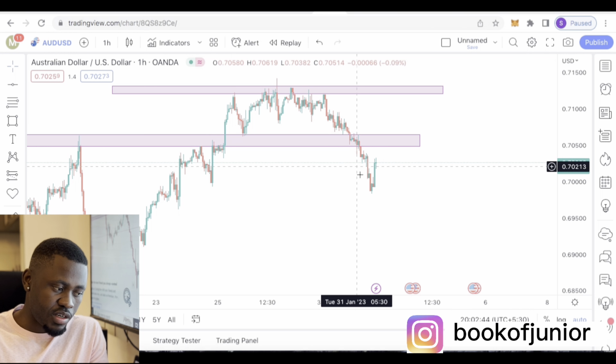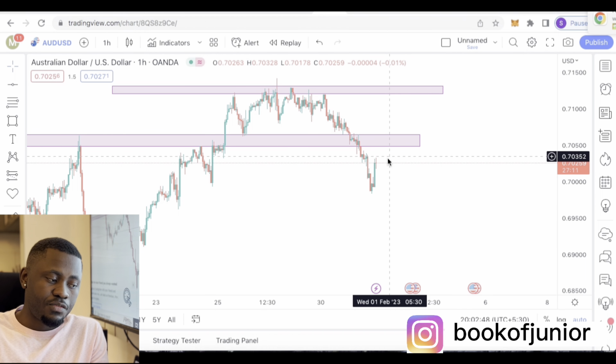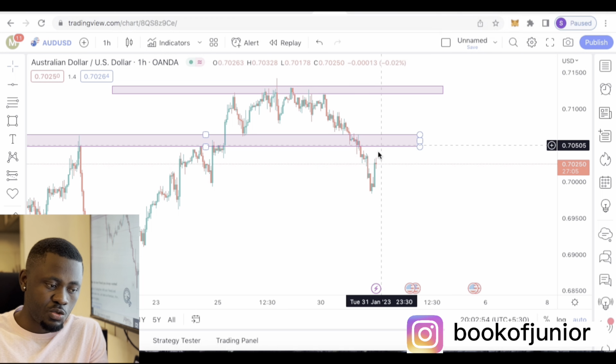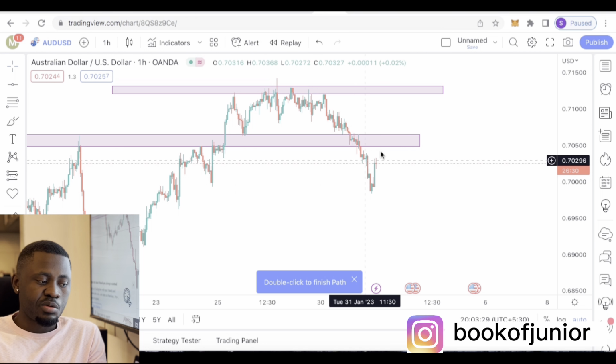So since price has now broken through, and maybe you're looking for sells, so here for us to look for sells, we are going to wait for price to come back to this zone here and retest this zone right here at the box. So expect price to come back and retest here.